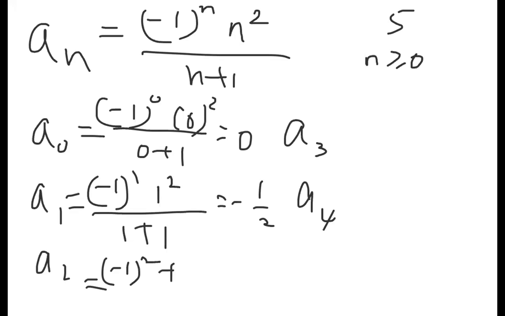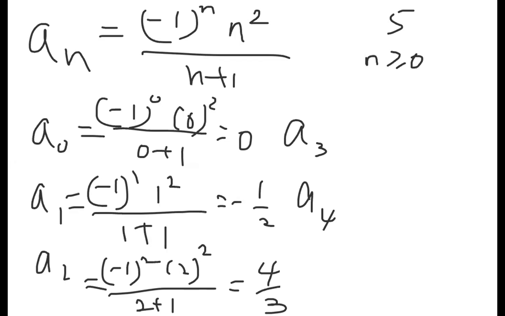The third one, (-1) to the second power times 2 squared divided by 2 plus 1. (-1) squared is 1. 2 to the second power is 4. So the numerator is 1 times 4, which is 4. The denominator is 2 plus 1, which is 3. So the result is 4 over 3.